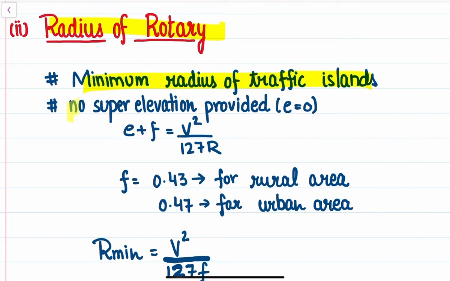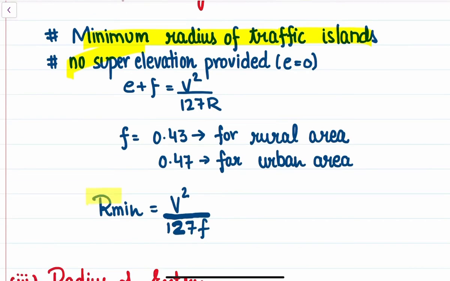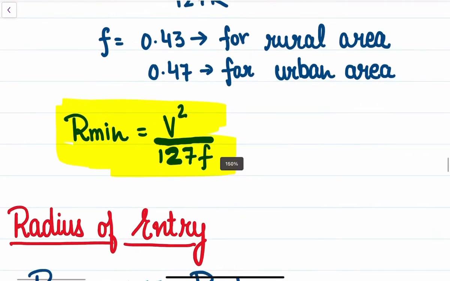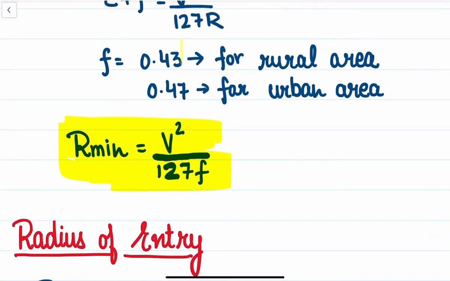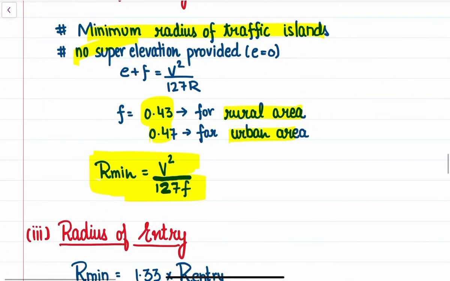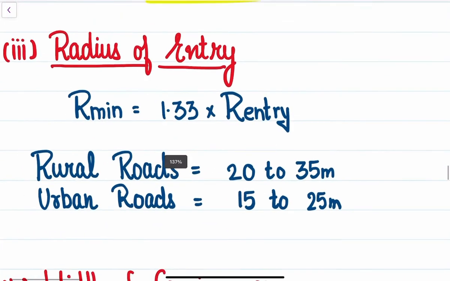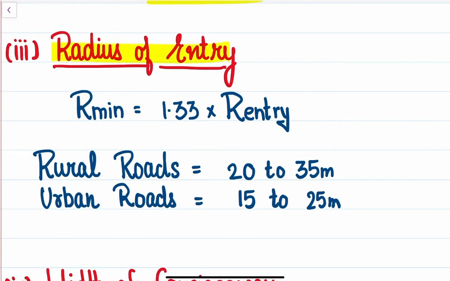Then we have the radius of rotary, which is the minimum radius of the traffic island. We do not provide any super elevation, and R equals V squared by 127F is the formula used to find the minimum radius, where F is the coefficient of friction, taken as 0.43 for rural area and 0.47 for urban area. The minimum radius for entry is taken as 1.33 times R, with R entry taken as 20 to 35 meters for rural roads and 15 to 25 meters for urban roads.